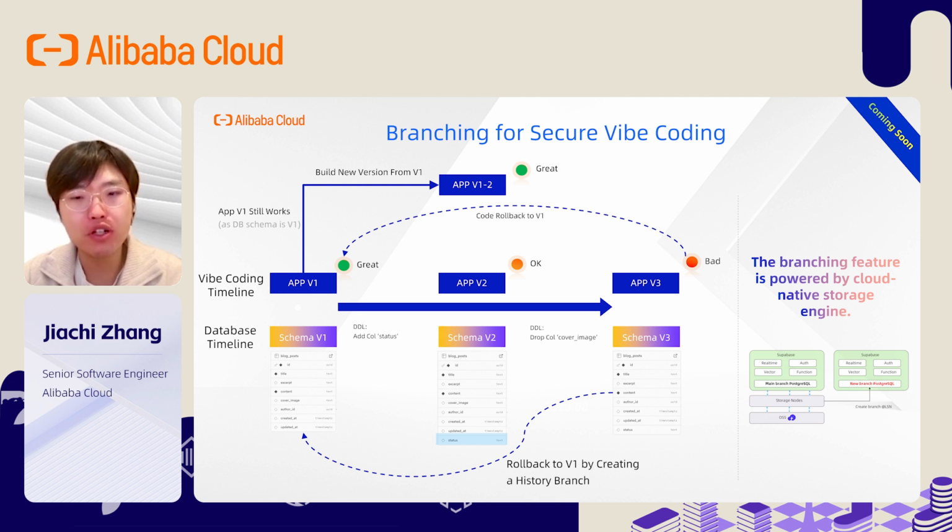For example, in this figure, when we are developing an app, we can build a database branch. Then we can also perform DDL changes, like dropping databases. This will not affect the main production database. If you are not satisfied with the app version after the DDL operation, you can easily go back to the main database and build a new version of the app from a new branch.